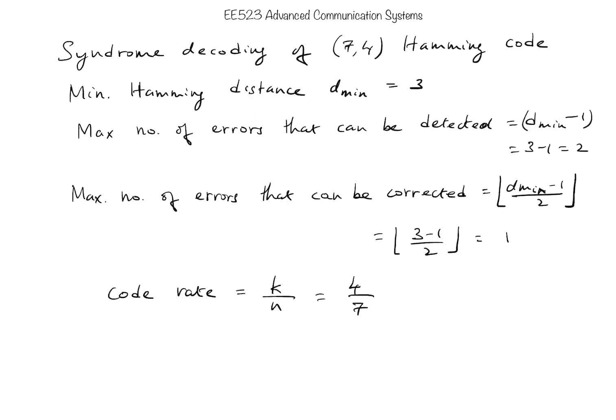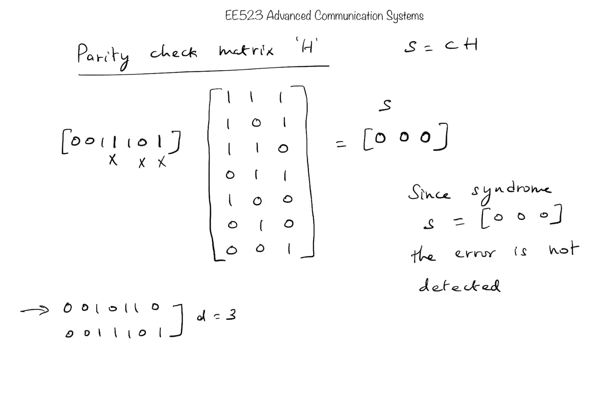So the minimum Hamming distance is an indicator of how many errors a particular coding scheme can detect and correct. For the Hamming codes, the minimum Hamming distance is 3, and therefore it can detect a maximum of d min minus 1, which is 3 minus 1, that is 2 errors, and it can correct a maximum of 1 bit error. And we have illustrated this with a few examples.